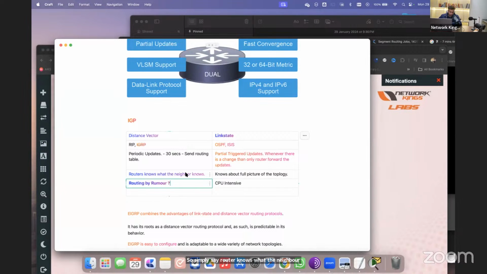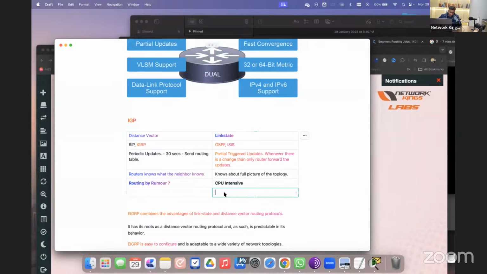You have to remember this. Somebody asked me this question in one of the interviews I have given in the past: tell me what is routing by rumor. This means when the router depends on its neighbors, that concept is known as routing by rumor. But OSPF is very good because it has full knowledge, because it creates a big database table. If I keep a big database table, I'm going to utilize my brain, my CPU, right? So this is why link state is a little bit CPU intensive.